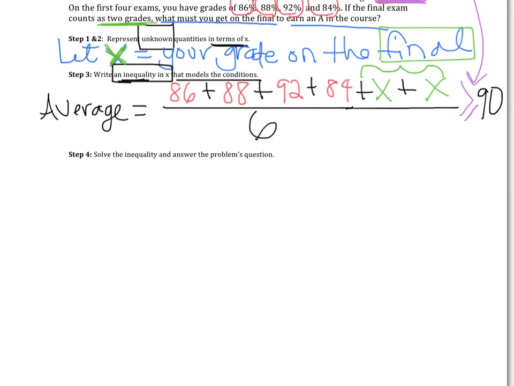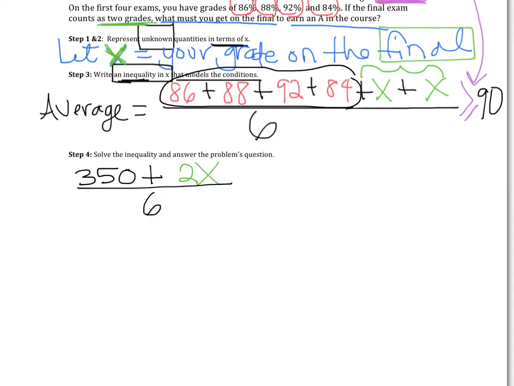Now let's solve this inequality. We can add these guys, that's just the sum of those four numbers. If you add them up, we can simplify this by combining like terms. You're going to get 350 plus, and then x plus x is just 2x. This is still divided by 6, and this is greater than or equal to 90. You have to get at least, that's what that really means, at least a 90.